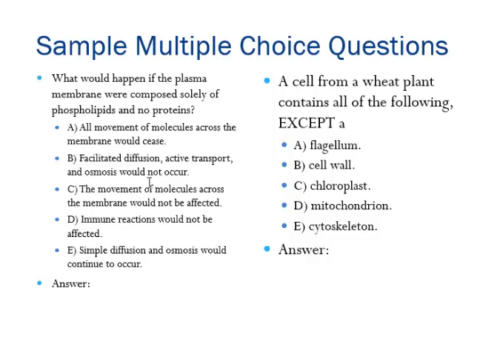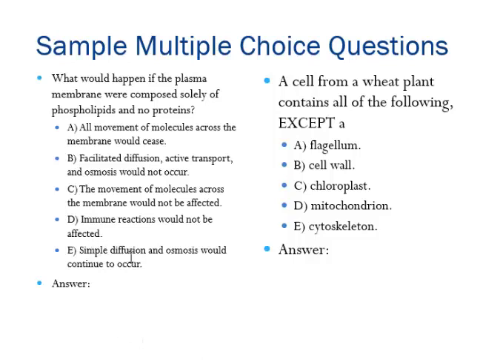C, the movement of molecules across the membrane would not be affected. That's also not true, because if you wouldn't have the proteins to open up, then the cells that need to get in and out would not have as easy a time doing so. Immune reactions would not be affected. We didn't really discuss that in this chapter, but that's also not true. White blood cells would certainly be affected, because when it attacks things or tries to swallow things up, the proteins are necessary for that.